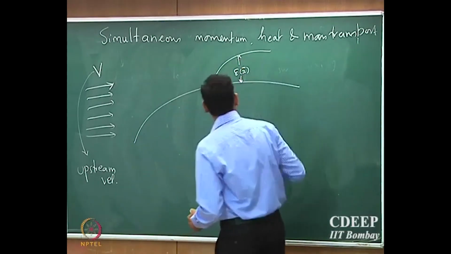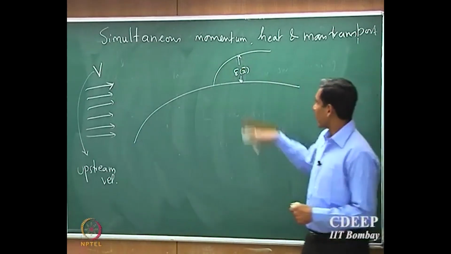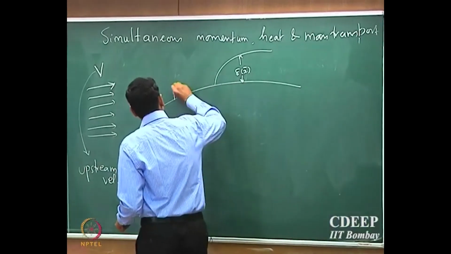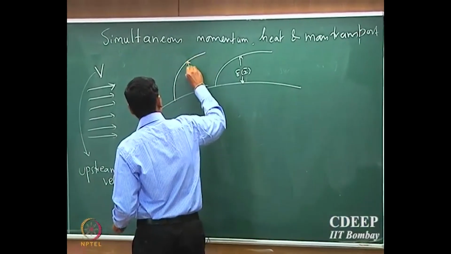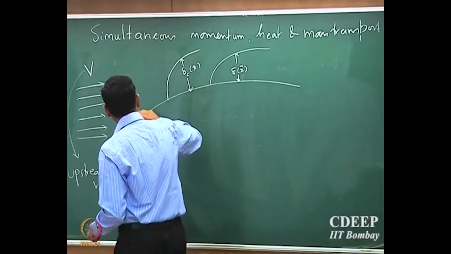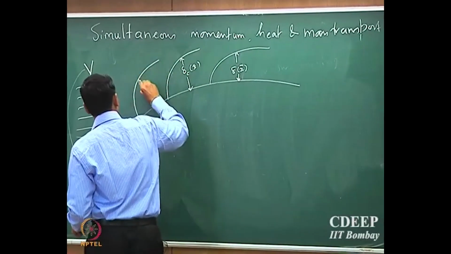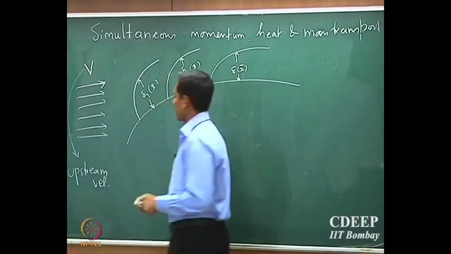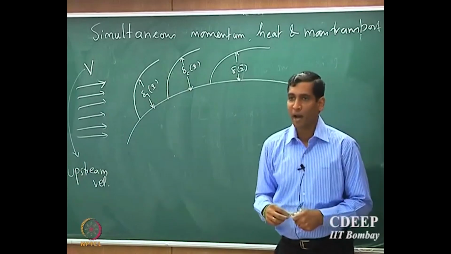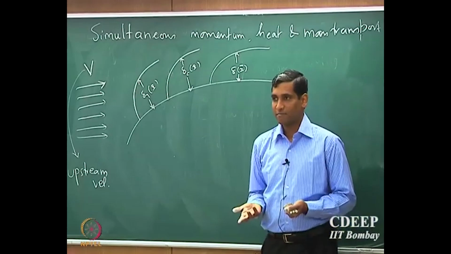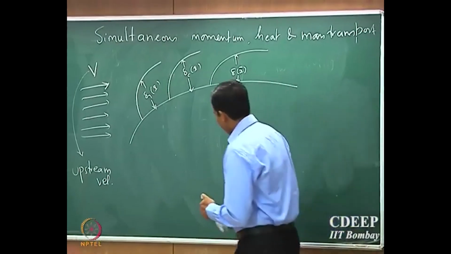Okay, so it could be in all three dimensions. So I put an x bar for vectorial representation, and one could have a concentration boundary layer, and one could have a thermal boundary layer. All three will exist simultaneously when there is a fluid flowing past an object, and there is heat and mass transport occurring simultaneously.